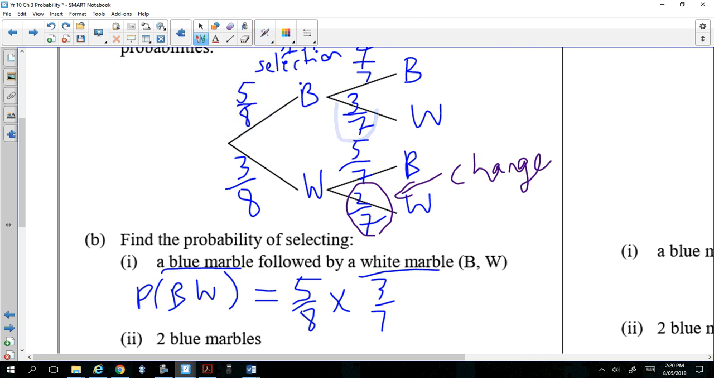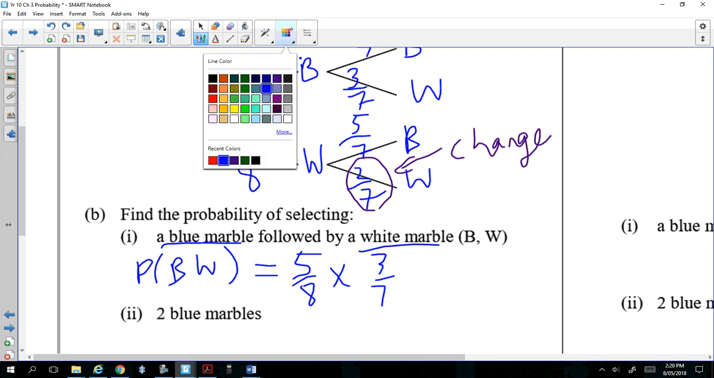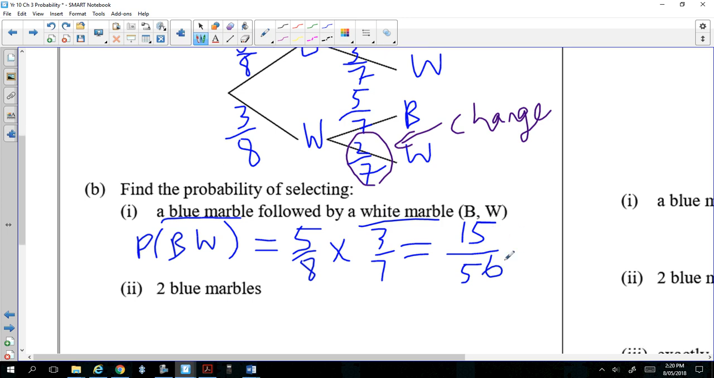All right, so now what you do is you work out what this is. Let's work it out. So what would that be? 3 times 5 is 15 out of 4 times... what's 8 times 7? 56. Yep, thank you. Right. Any questions? Yep, first laptop, please. Thank you.